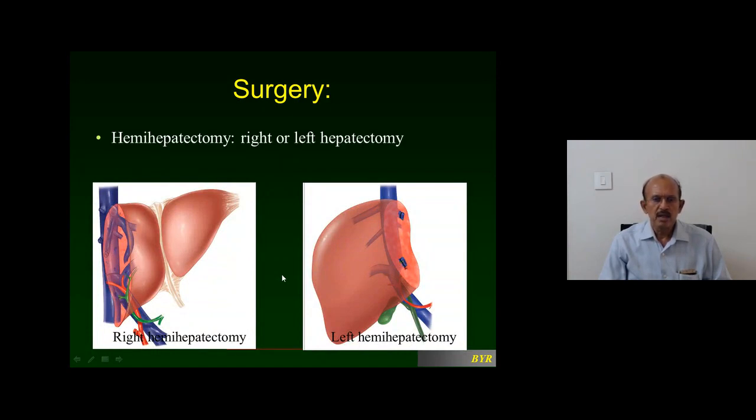The surgery is hemihepatectomy. That means one half of the liver is removed. So we know the Cantlie's plane. Based on the Cantlie's plane, you do either right or left hemihepatectomy. You can see this is the inferior vena cava and here is the gallbladder. The cystocaval plane or Cantlie's plane is the plane which cuts through the surgical lobes of the liver. Here you can see the left lobe is preserved, the right lobar hepatectomy was done. In this case, the left hemihepatectomy was performed.